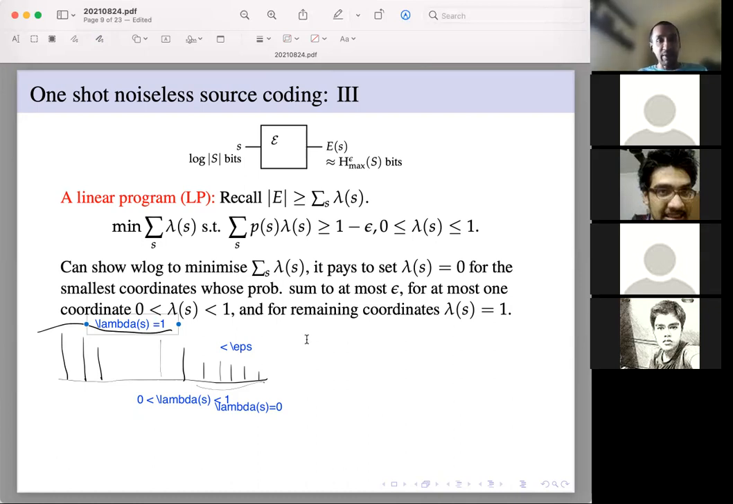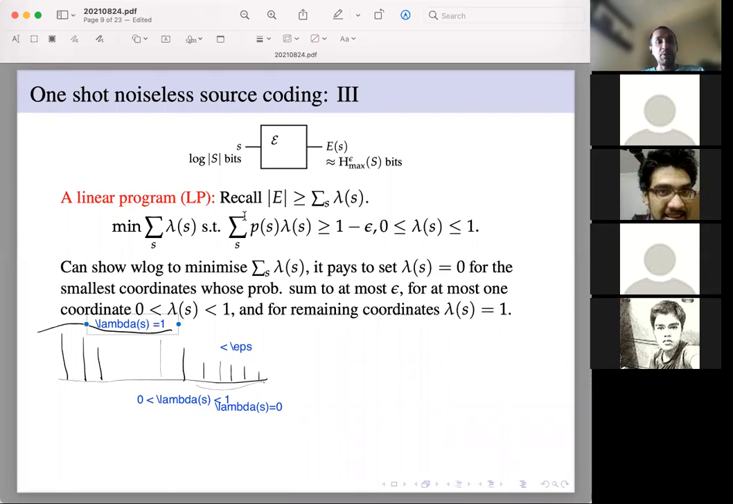Okay. Some setting of the lambda s. Now let's look at lambda s for the smallest guy out here. Suppose I decrease the lambda value for the smallest guy by some, let us say, theta, and increase the lambda value of one of these higher guys by the same theta. So the summation lambda still remains the same. The value of this objective function remains the same. But what has happened is that this constraint only gets nicer.